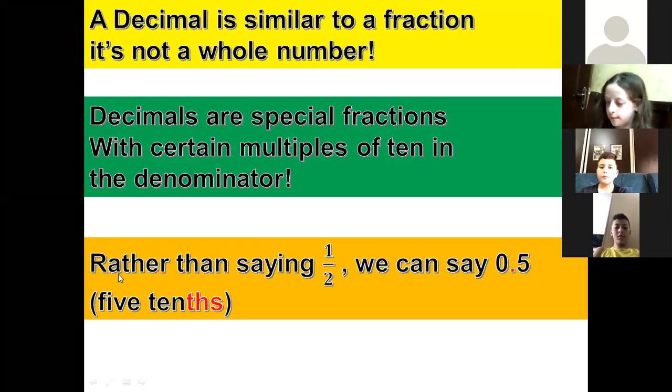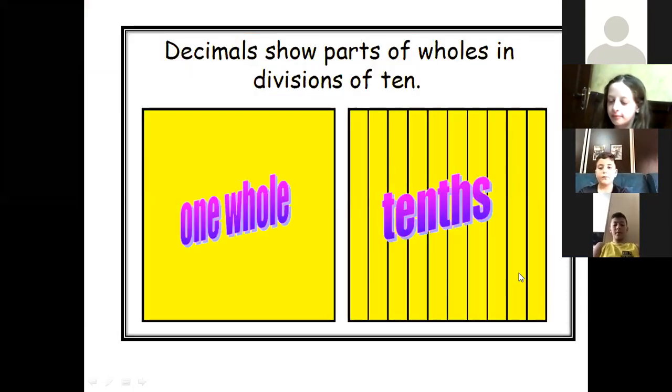For example, half, 1 over 2, this is a fraction. We can write it in a different way, like 0.5. This is also a half, but we can write it as a fraction here, and we can write it as a decimal here. We read this half, or we read it 5/10ths. Tenths, because it's in the first digit after the point.